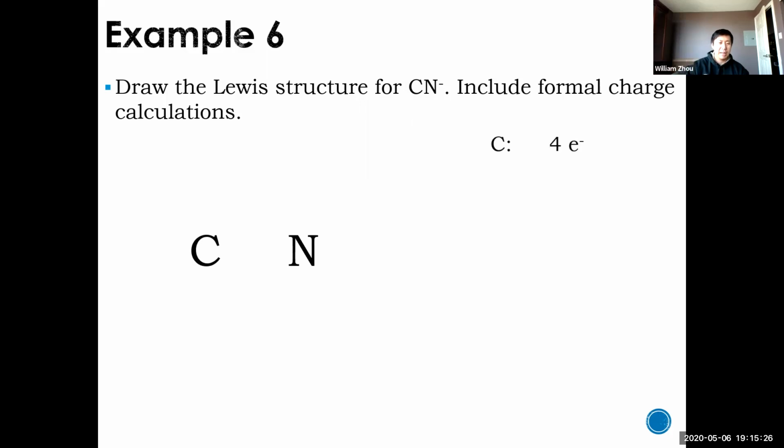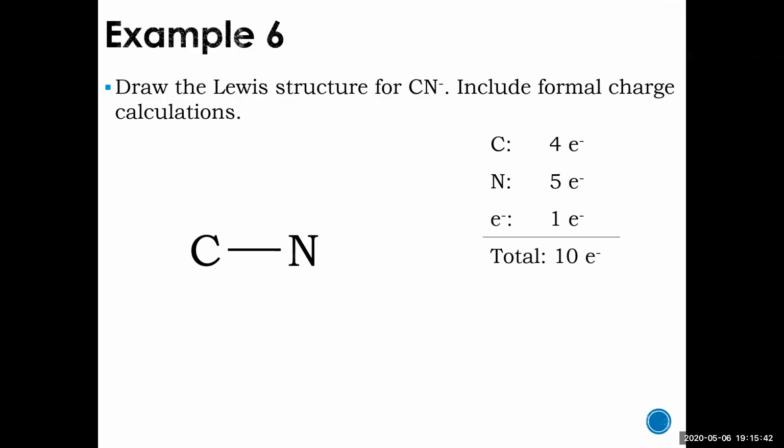And let's count the electrons. Carbon has 4. Nitrogen has 5. And because this is an ion, you have a 1 minus. You have to account for that. You have 1 extra electron, so they add up to 10. And once you calculate that, you connect 2, 3, 4, 5.